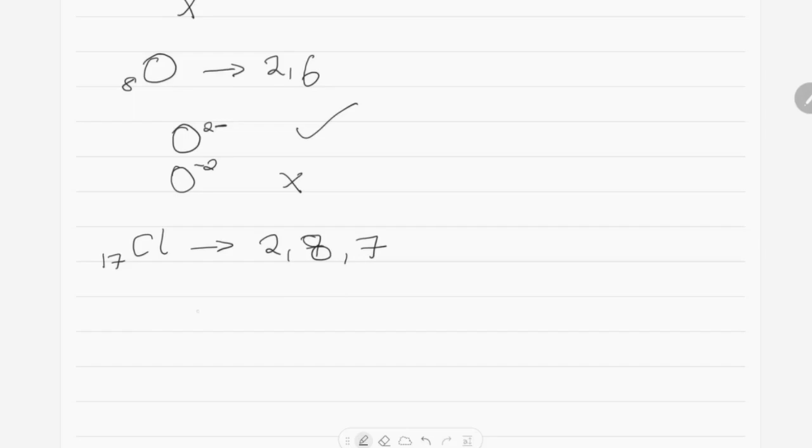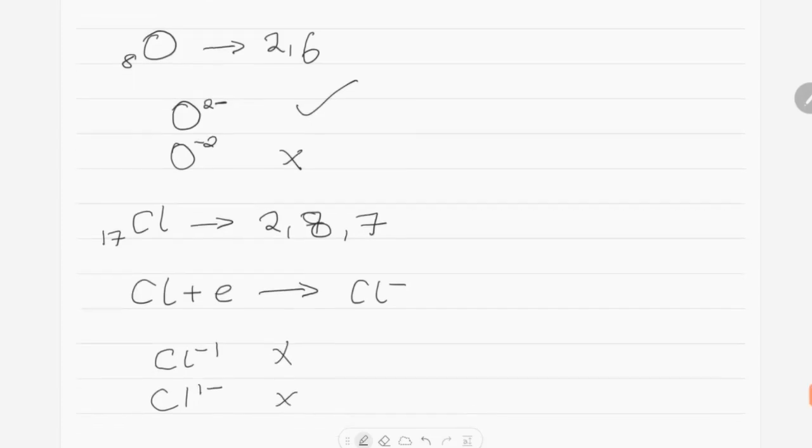So the symbol for chlorine in this case will be chlorine plus an electron. This is going to give us Cl−. You are not supposed to write chlorine minus 1 or chlorine 1 minus. This is very wrong. Just that minus is enough.